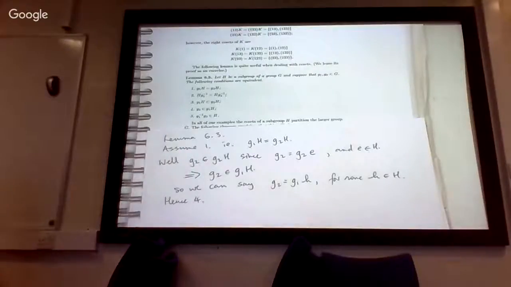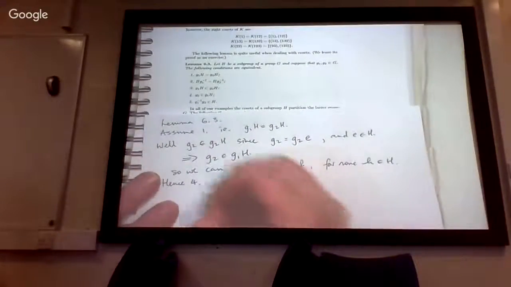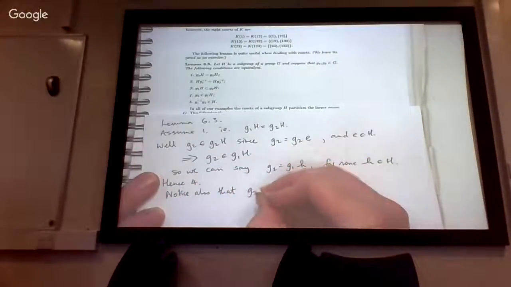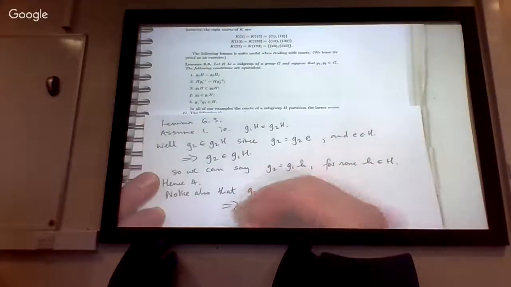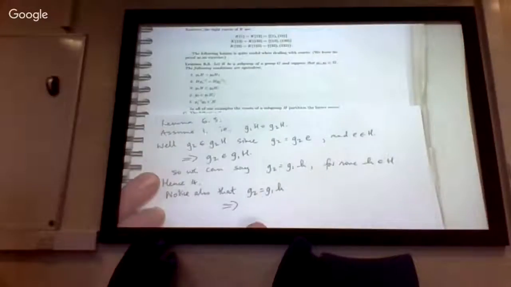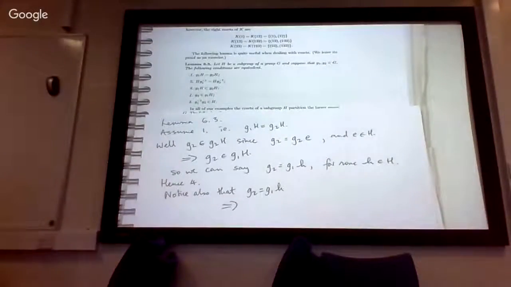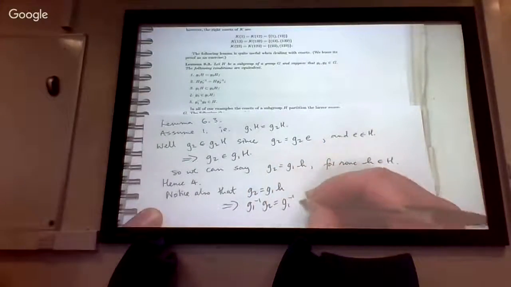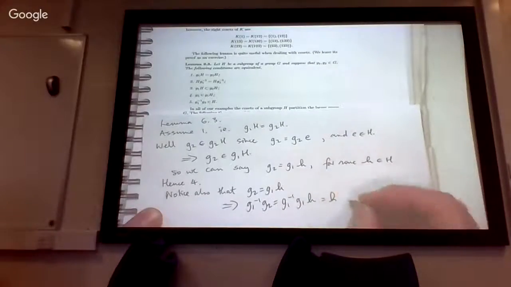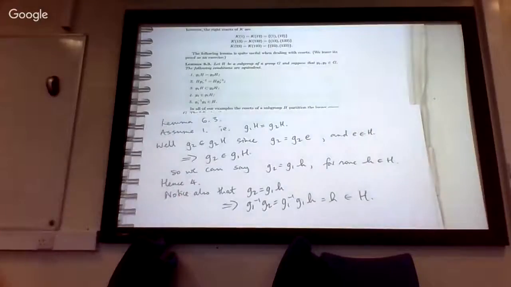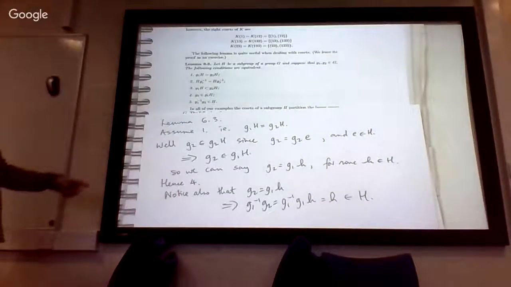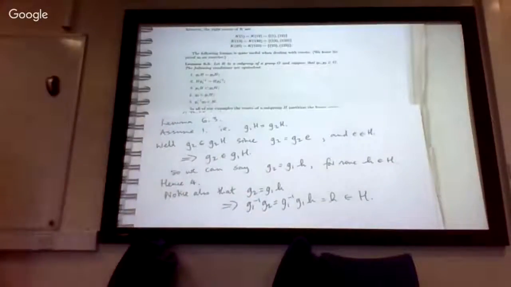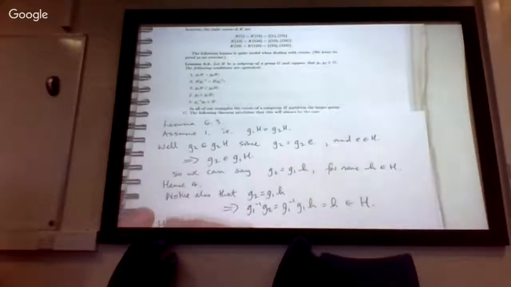We can also quickly go on to derive 5 from that. Notice also that g2 is in g1H. That implies, if you multiply both sides on the left by g1 inverse, g1 inverse times g2 is equal to g1 inverse times g1 times h, and so that's equal to h, which is of course an element of the group H. So that's g1 inverse times g2 is an element of H. So hence 5.